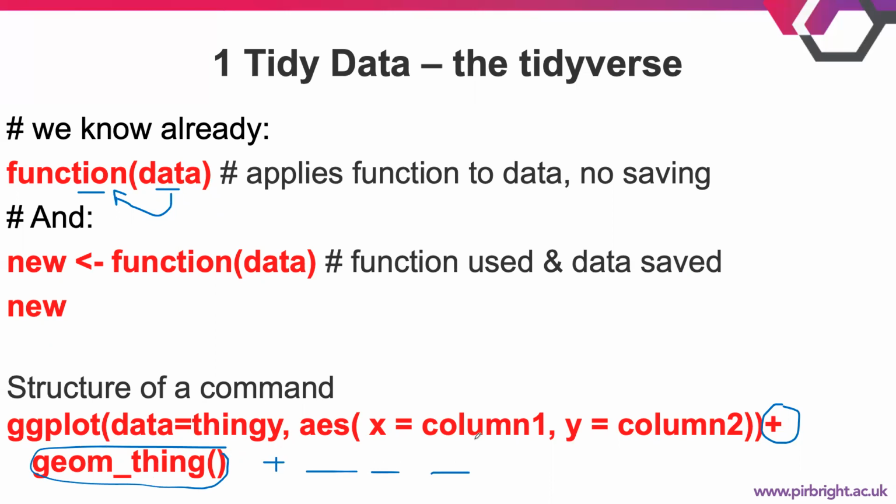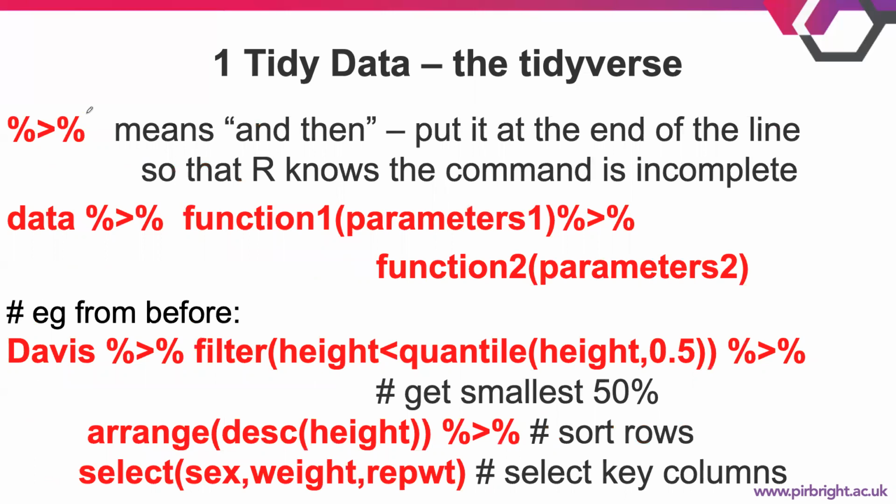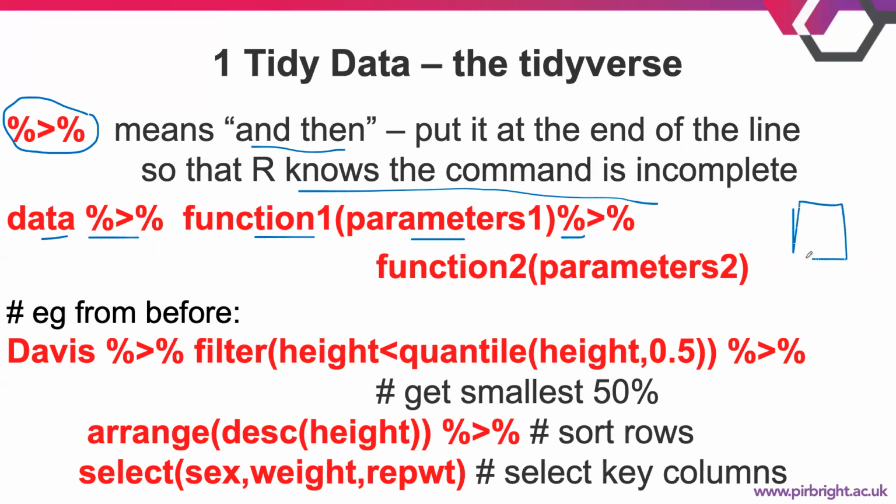The key symbol that we use to do that is known as a pipe. So pipe looks like this. That's one version of a pipe. And it simply means "and then". So we're saying we're taking this data set and then we're doing something to it. So we put this at the end of the line, like the plus sign, so that R knows the command is incomplete. So we take our data set and then we pipe it out to a function that has parameters, and we pipe it further. So we think about taking our full data set here, and then we're just taking a subset of it for function 1, and then a further subset for function 2.